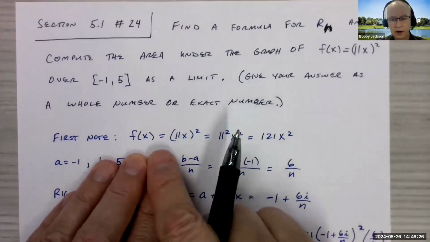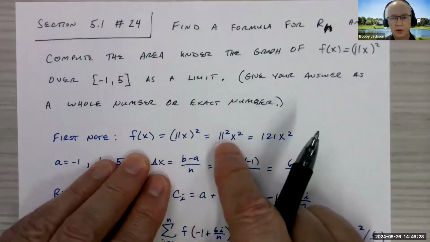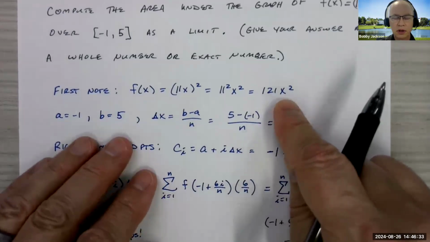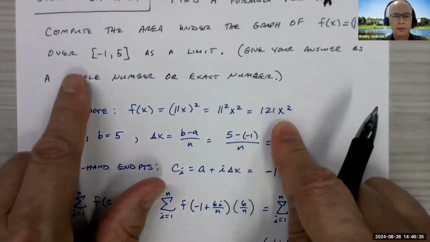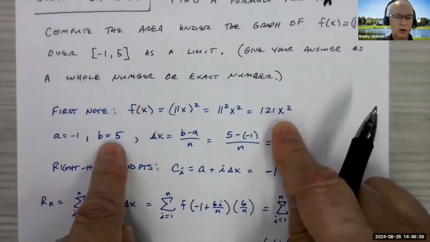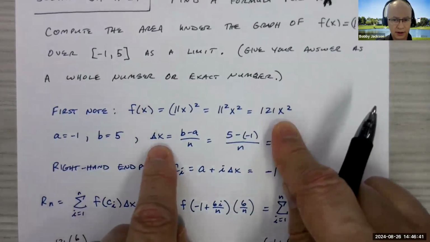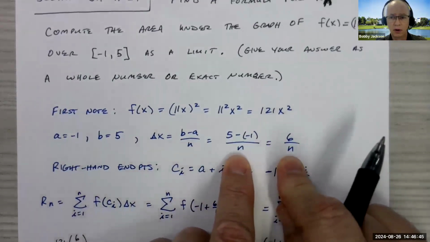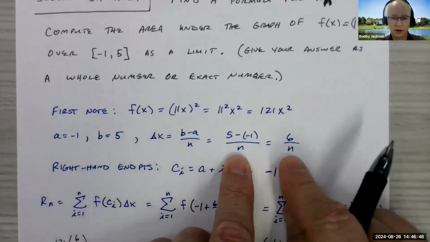First, I want you to note the function, 11x quantity squared, is really 11 squared times x squared, or 121x squared. I think that's a little bit better form. My interval is starting at -1 and ending at 5, so my value of a is -1, my value of b is 5. So delta x, b minus a over n, is going to be 6 over n. That's the width of each subinterval.